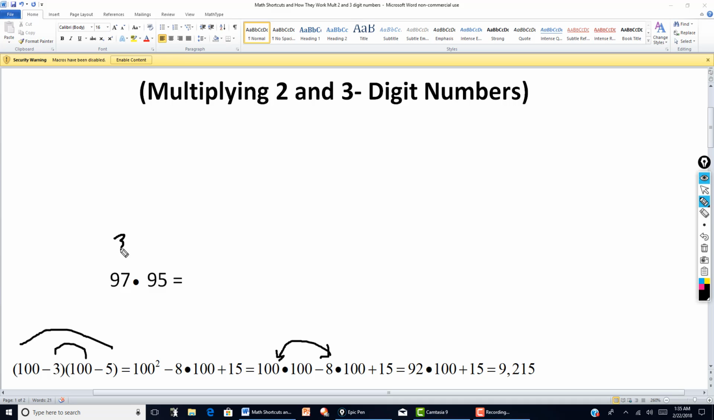This is 3 away from 100, and this is 5 away from 100. That's why I said here add the two values. That's 8 subtracted from 100. And notice here, this is where I got the 92 over here. Minus 8 times 100 is 92 times 100.